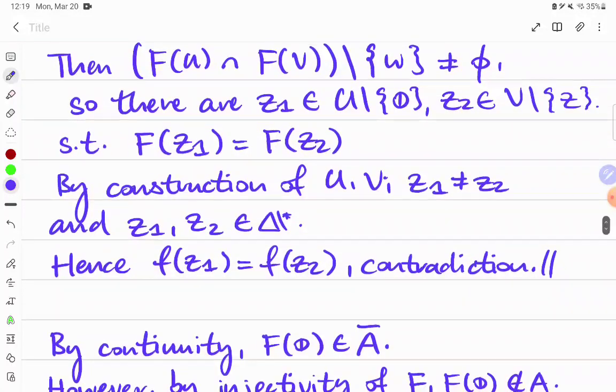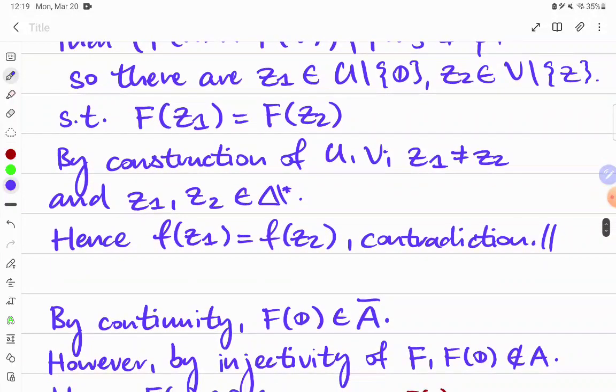Now, the boundary consists of the union of the two circles where the modulus is equal to 2 or the modulus is equal to 1. So these are two closed sets. However, by the injectivity of big F, we know that F of 0 cannot be in the interior.